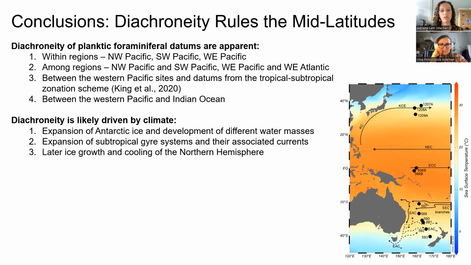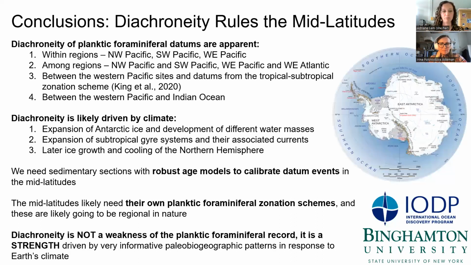So, expansion of Antarctic ice, the development of different weather masses in the Southern Hemisphere, expansion of the subtropical gyre systems and their associated Western and Eastern boundary currents during times of global warming, and also perhaps later ice growth and cooling of the Northern Hemisphere compared to the Southern Hemisphere.